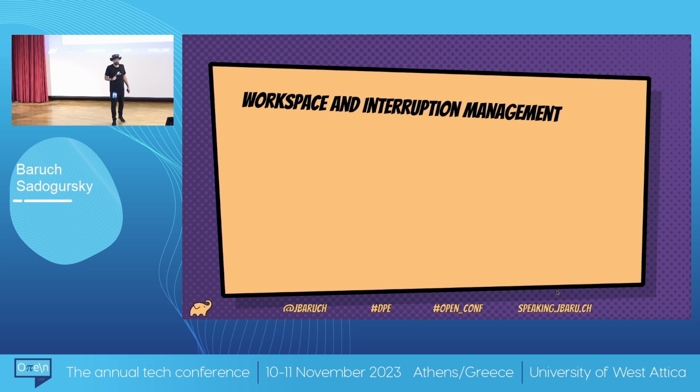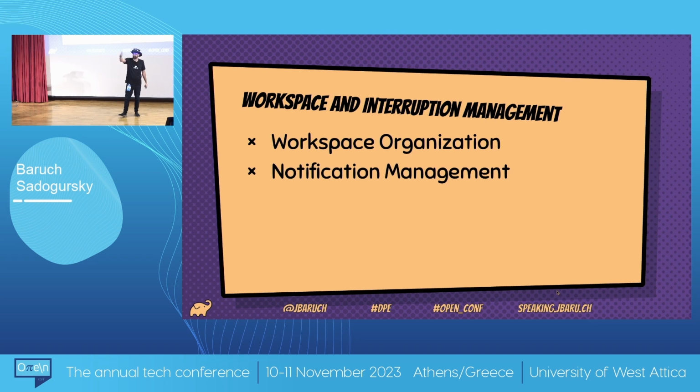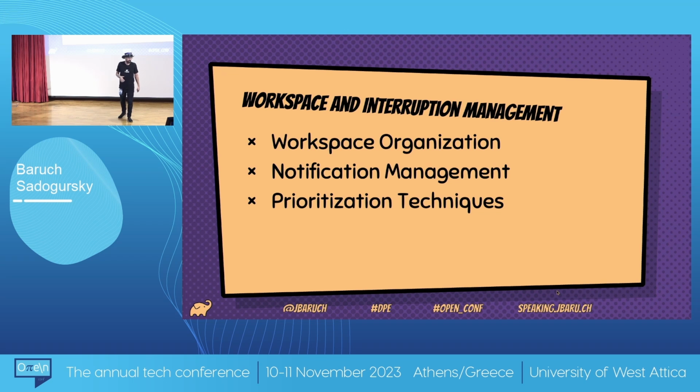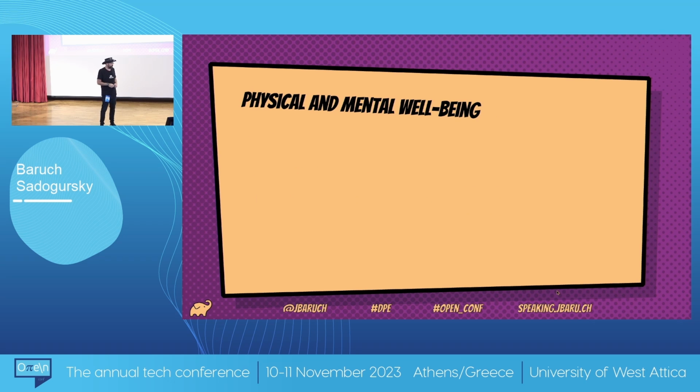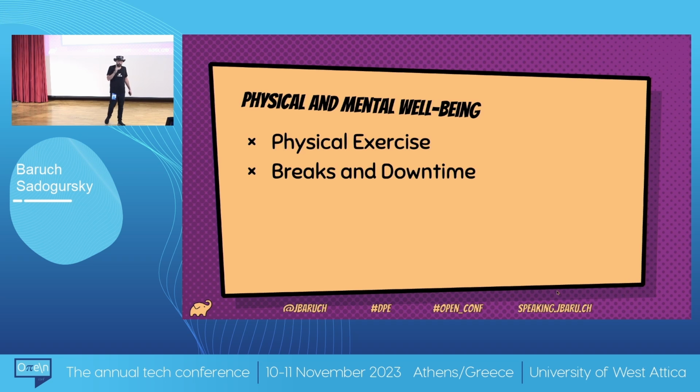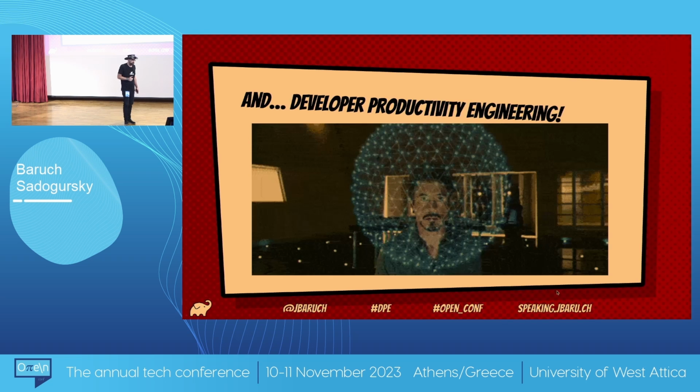Workspace and interruption management. Workspace organization. This is where your noise cancellation headphones that you might have won at this conference or another are very, very handy. Notification management, turning off your notifications. You all know this stuff. Prioritization techniques, doing what requires more system fuel in the morning and something that you can do on automatic without harming the quality in the afternoon. Physical and mental well-being, physical exercising, and scheduling breaks and downtime on your terms and not because you depleted your system on stupid stuff like Facebook. This is where it's important.